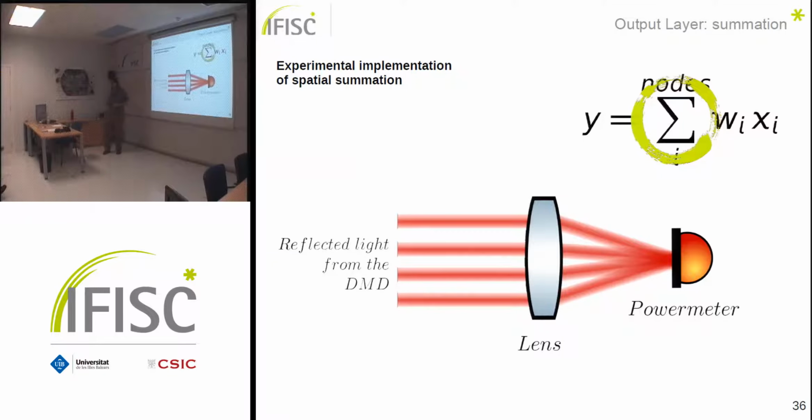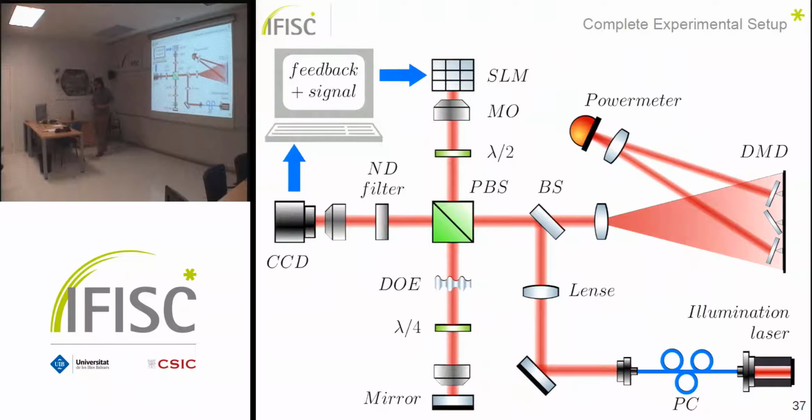The summation is implemented with a lens. The light from the reservoir, once it's reflected through the DMD, is focused with the lens, and the intensity that we measure at the focusing point is going to be the output of our reservoir computer. It's going to be the Y up there. We have to say that due to the residual coherence of the illumination light that we are using, this could have a detrimental impact on the performance, but we haven't evaluated how strong it is. So this is the last piece of our implementation.